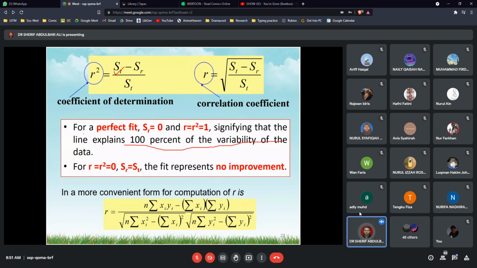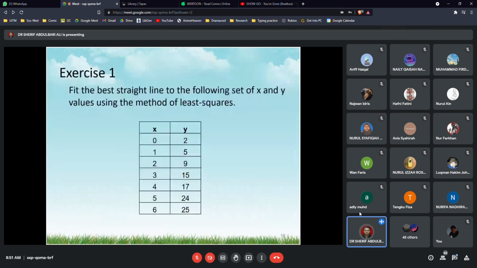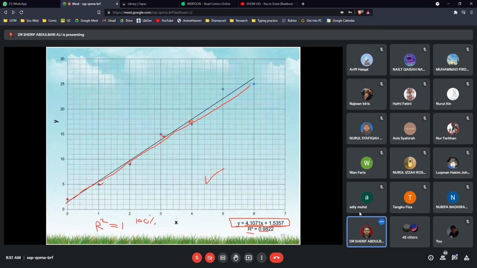For a perfect fit, SR is going to be equal to 0 and R square is going to be equal to 1. Same as I showed you for this example. The data here is almost on the regression line, so your value of R square is 0.98, almost equal to 1. So this is considered the best fit.